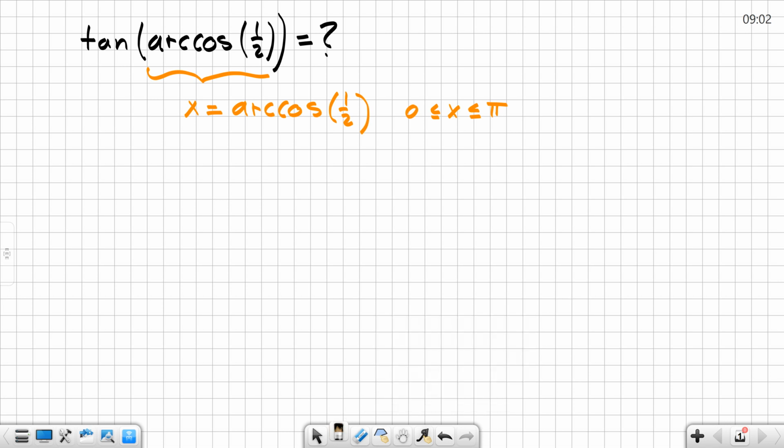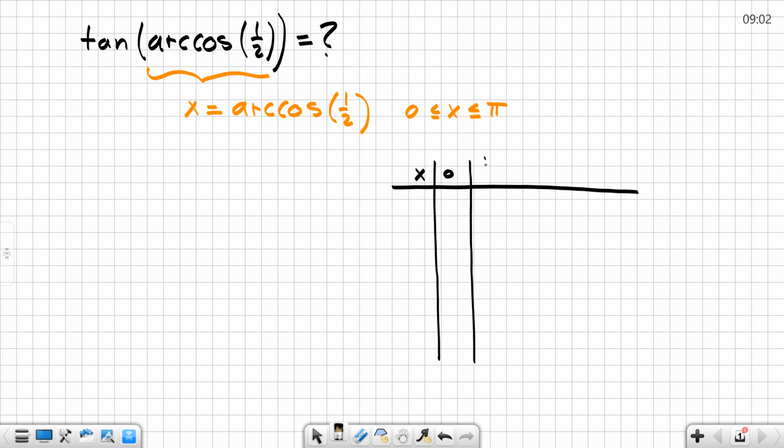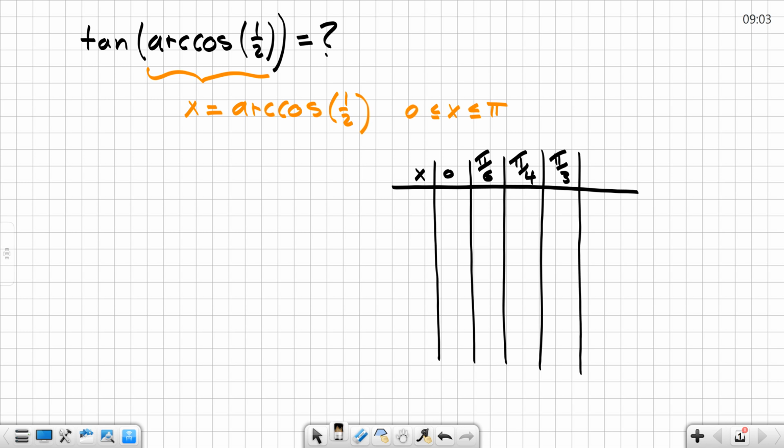In order to find out what value we are looking for, I can create my table for sine and cosine values. We are starting with small values from 0 to pi over 6, to pi over 4, to pi over 3, and as always we stop with pi over 2.